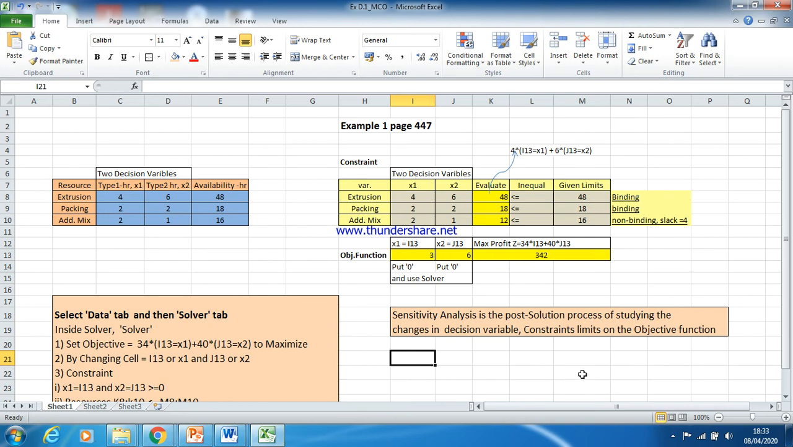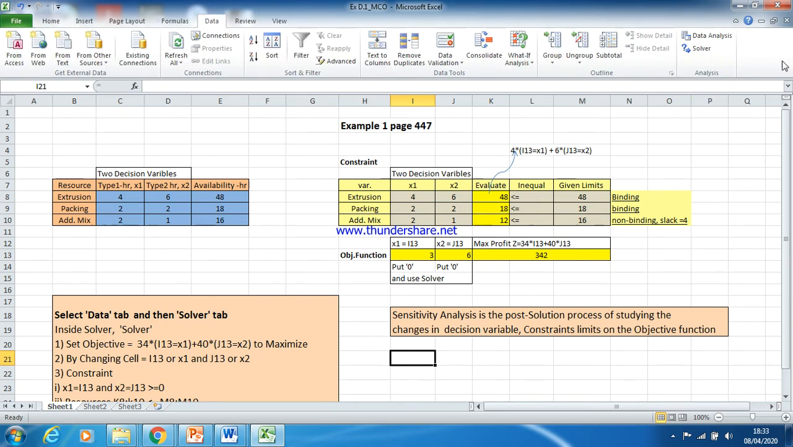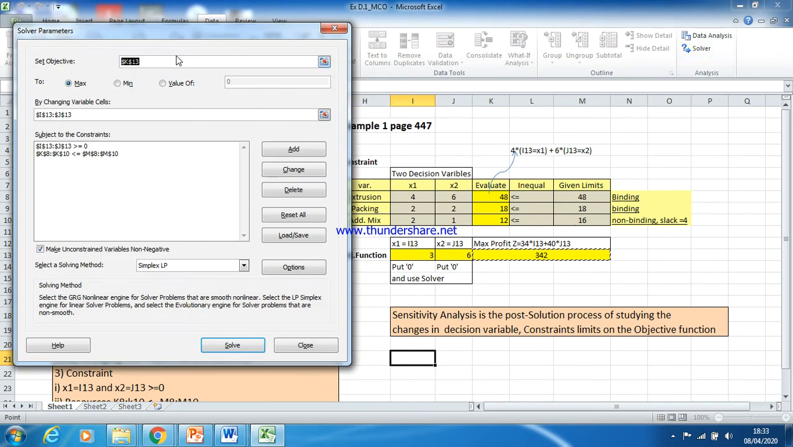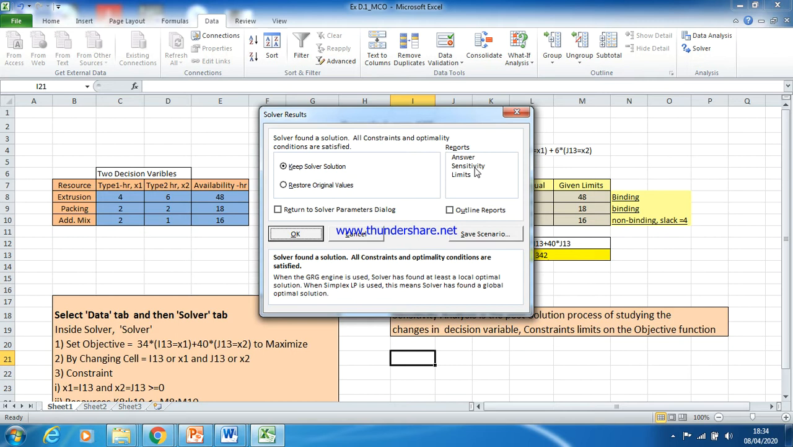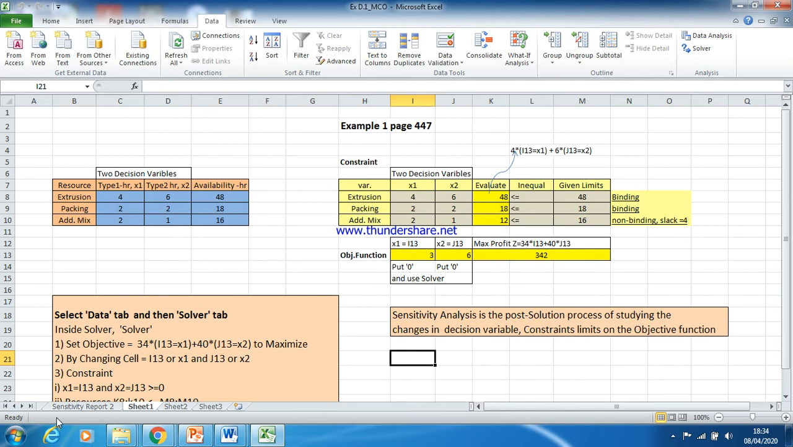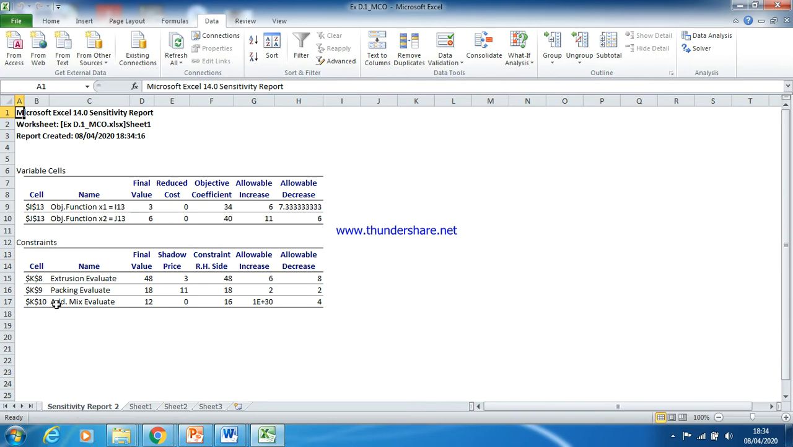So in order to find out the sensitivity analysis report, we will go and solve this again with the solver. This is what we solved earlier, but this time I am going to solve it not with GRG but with the simplex LP method. Then we have this sensitivity analysis tab here. We will highlight this and say okay. You will see a new tab, sensitivity report, appears here, with these values shown in this window.